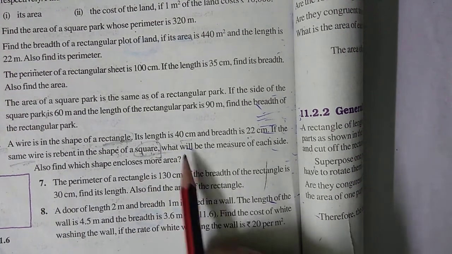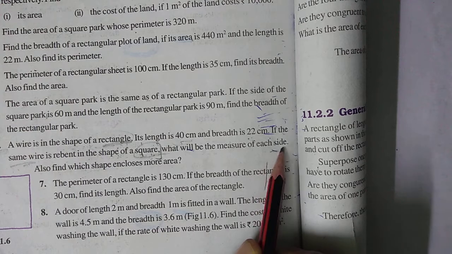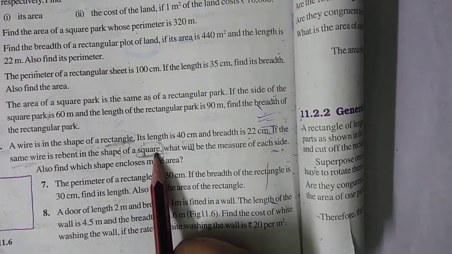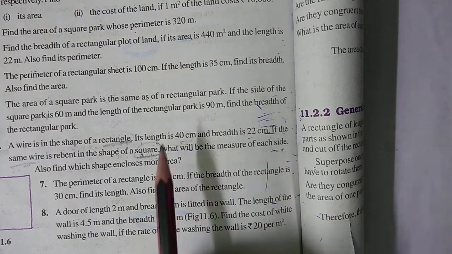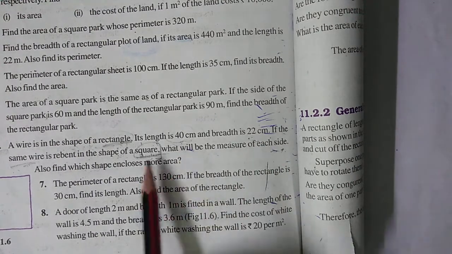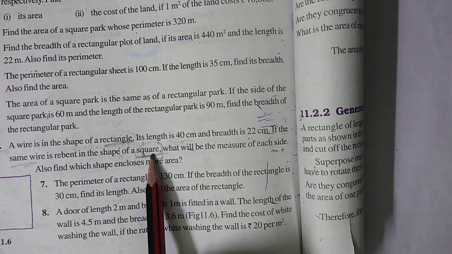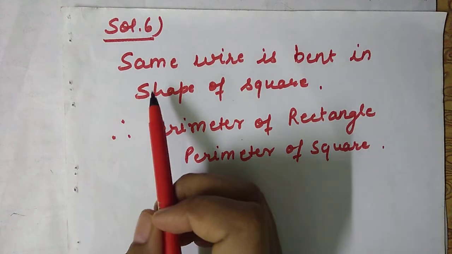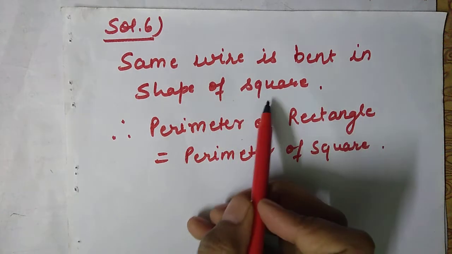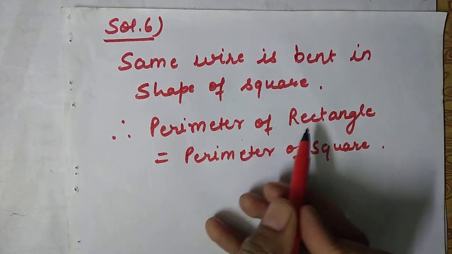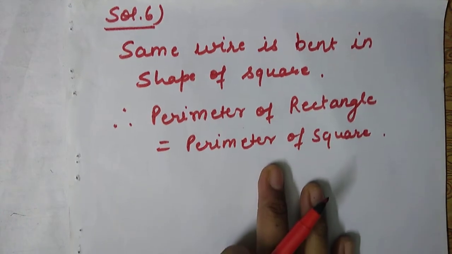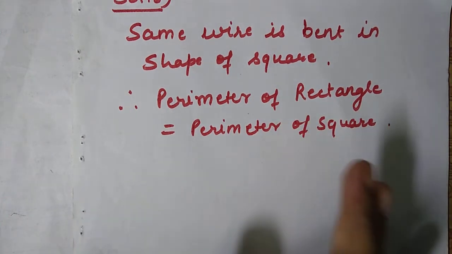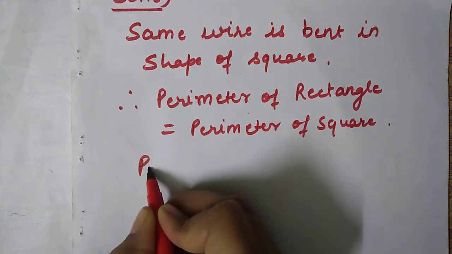Now we have to find the measure of each side of the square, because we have been given the sides of the rectangle. Here I am giving you a hint. As we know, the same wire is bent in the shape of a square, so the perimeter of the rectangle is equal to the perimeter of the square. We have the length and breadth of the rectangle, so we can easily calculate its perimeter.